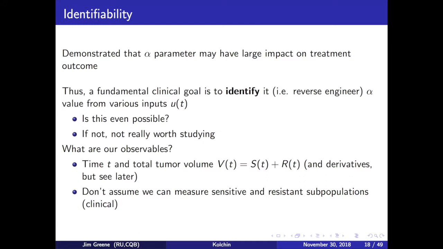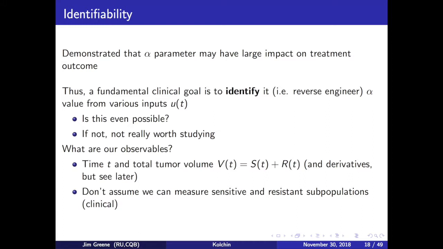As we saw from this, the value of alpha might drastically affect what therapy we should apply. So a fundamental goal is, can we actually find out what the value of alpha, this induction parameter, is from some sort of finite measurements? That, of course, is natural to identifiability. So we have to basically ask the question: is alpha an identifiable parameter?